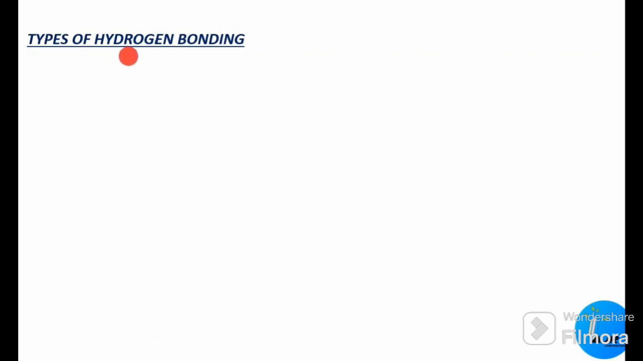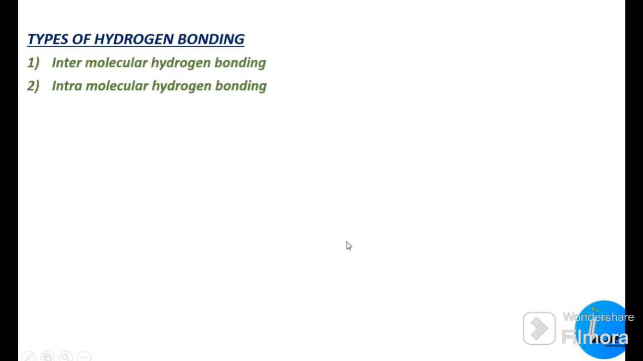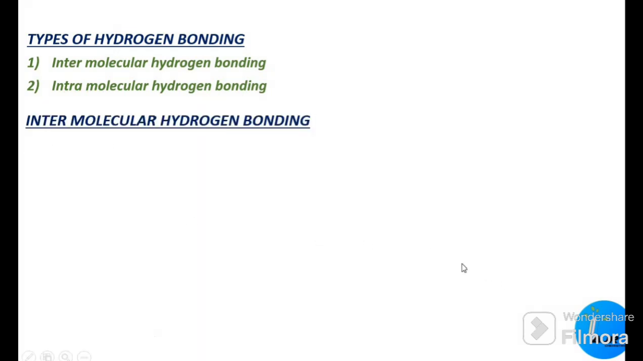Next we shall see the types of hydrogen bonding. Actually there are two types of hydrogen bonding, and they are intermolecular hydrogen bonding and intramolecular hydrogen bonding. So let us see the first one, that is intermolecular hydrogen bonding, in detail. So what does this intermolecular hydrogen bonding mean?